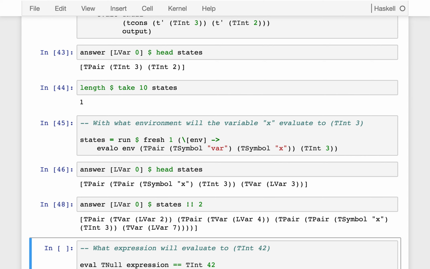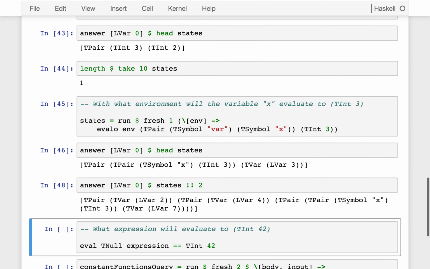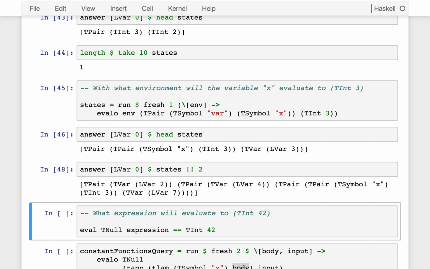One of your tasks is to ask the question, what expression will evaluate to the number 42? And I hope you see that working with evaluate is not that different from working with other relations, just a little more interesting. Oh, and one way to check your answer is to evaluate your expression, maybe using eval, and see if it evaluates to the integer 42.